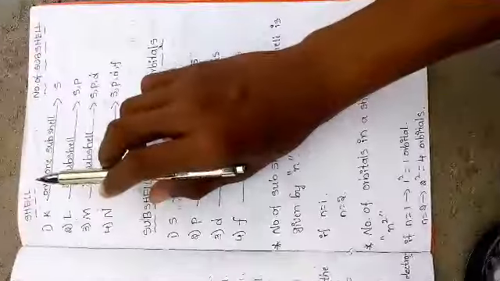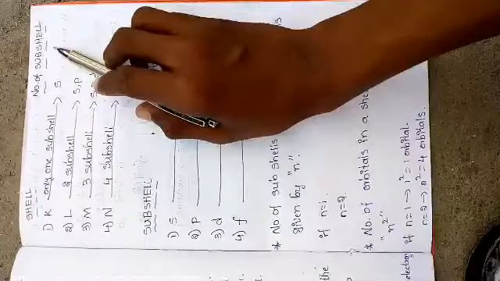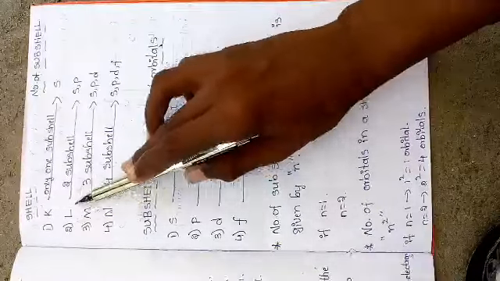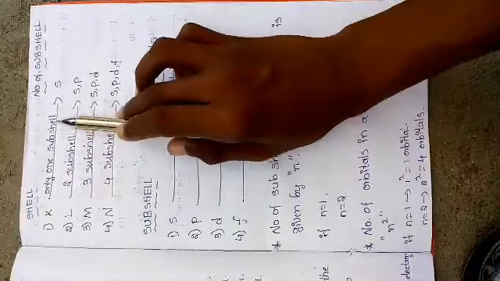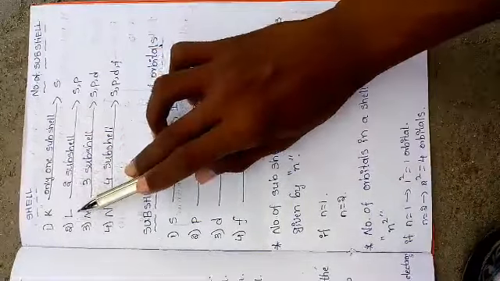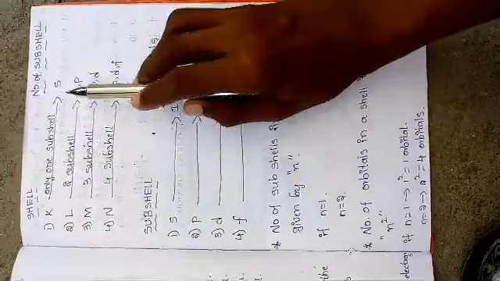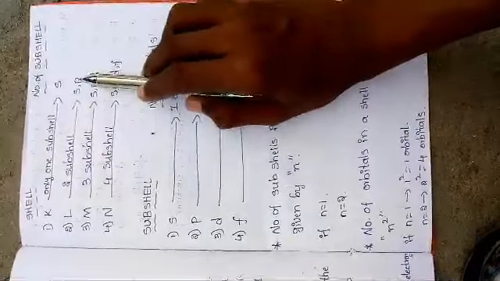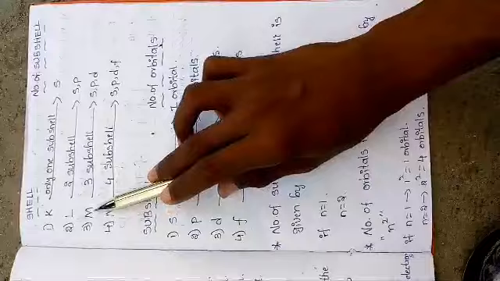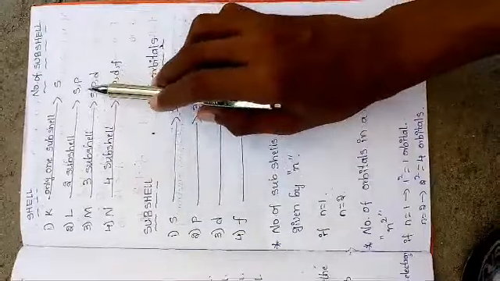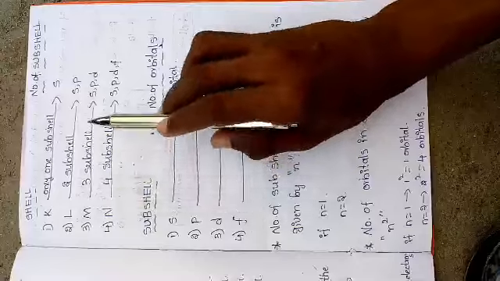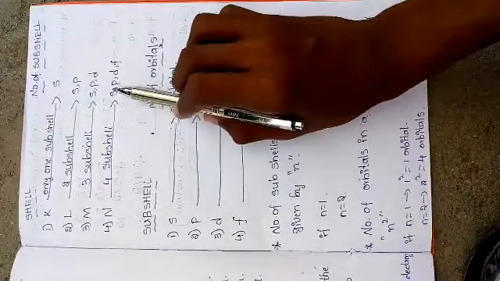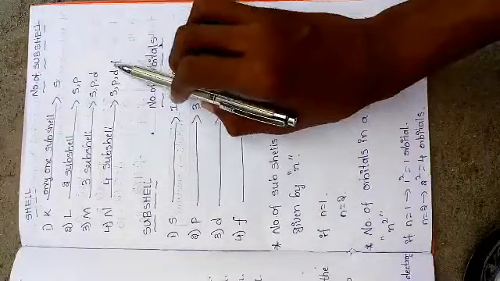Now we are going to discuss the shells with their number of subshells. Already we know these 4 shells, and the first shell, K shell, has only one subshell, that is S subshell. L shell has 2 subshells, they are S subshell and P subshell. The third shell, M shell, has 3 subshells, they are S, P, D subshells, and the fourth shell, N shell, has 4 subshells, they are S, P, D, F subshells.